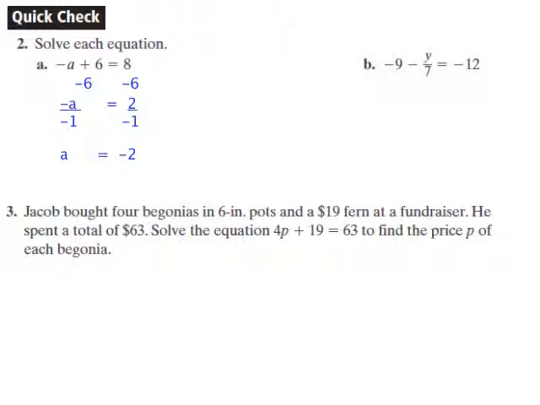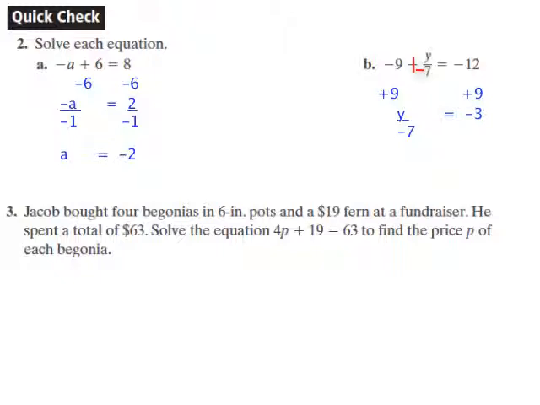For 2b, we have negative 9 minus y over 7 equals negative 12. I would suggest changing this to negative 9 plus y over negative 7 equals negative 12. If we do that, then we need to begin by adding 9 to both sides. If we add 9 to both sides, then we end up with y over negative 7 equals negative 3.